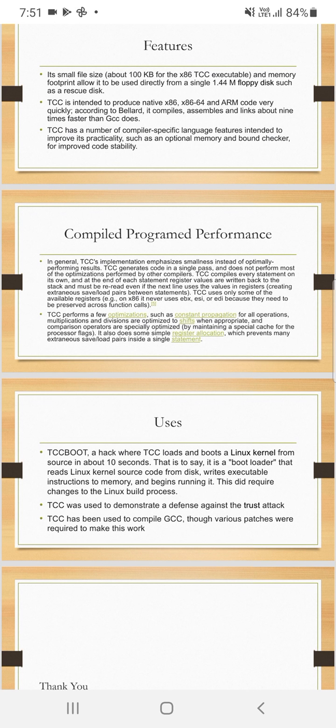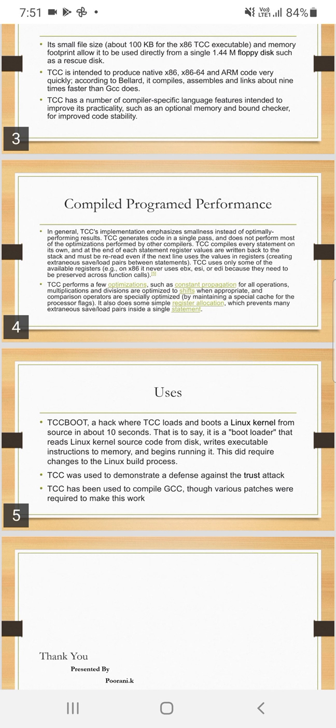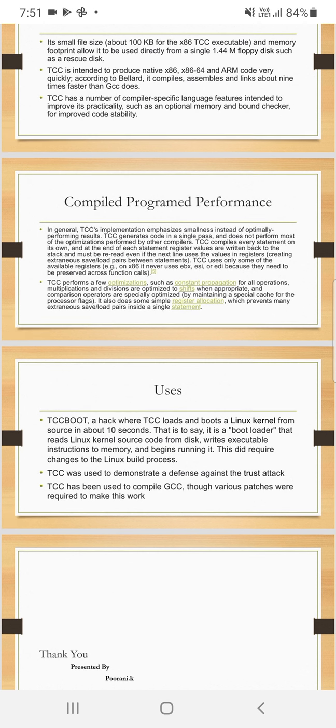Next, TCC performs a few optimizations such as constant propagation. For all operations, multiplication and divisions are optimized to shifts when appropriate, and comparison operations are especially optimized by maintaining a special cache for the processor flags. It also does some simple register allocation, which prevents many extraneous save or load paths inside a single statement.